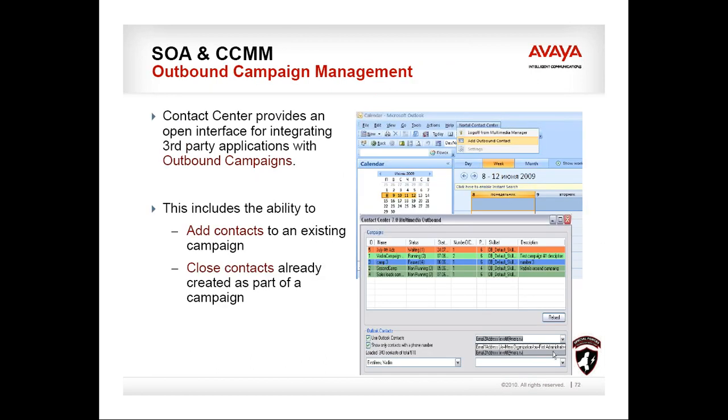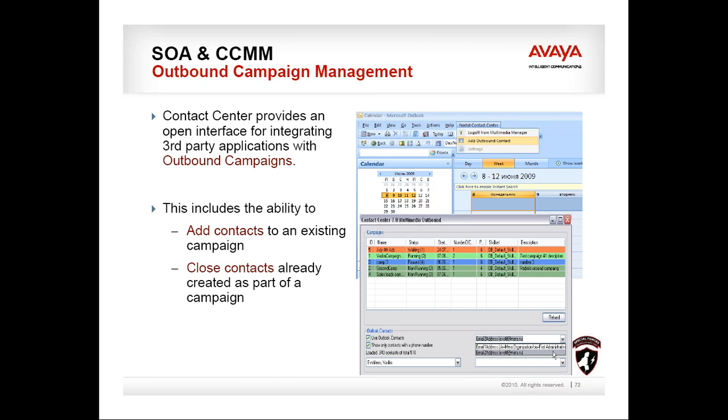Right, so again, services-oriented architecture, the platform's built on it, and here we go with CCMM, and if you remember, CCMM is the multimedia management component of the software suite, and it's where you're going to build outbound campaign management and outbound preview and progressive dialing. And so you're able to add context to an existing campaign and close contacts already created as a campaign. I think the biggest thing here is the open interface for integrating to third-party applications with outbound campaigns.